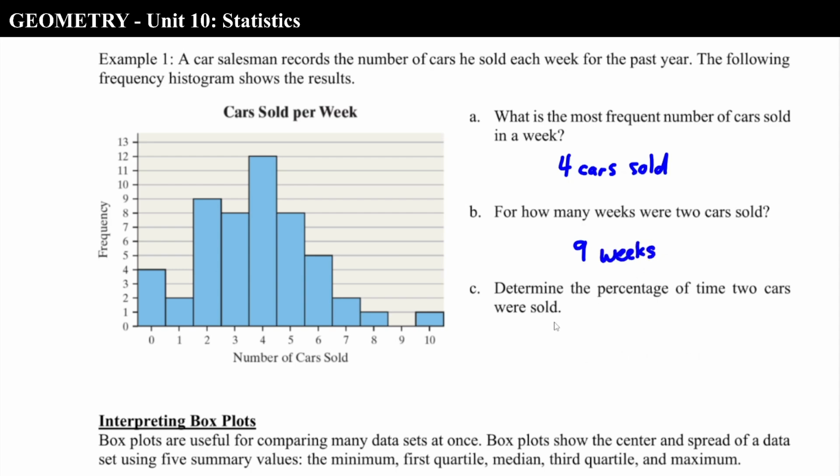Determine the percentage of time 2 cars were sold. So we take the 9 weeks that we sold 2 cars, and we divide it by the number of weeks in a year, which is 52. If you were to add up all these frequencies, they would add up to 52. Then you get the approximate answer, 0.17. So about 17% of the weeks out of the year we sold 2 cars.